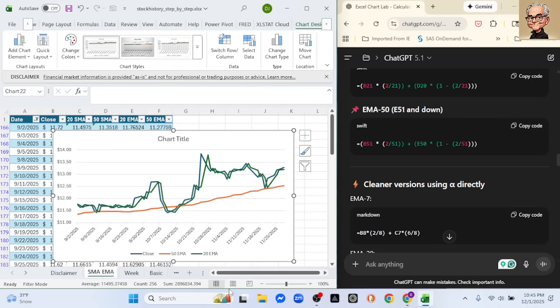In this tutorial, we've calculated 21-day and 50-day SMAs along with matching EMAs. Then we plotted them on a chart so you can visually compare how each average reacts to price changes. By the end, you'll see the difference between the responsive trend line and a long-term smoothing line.